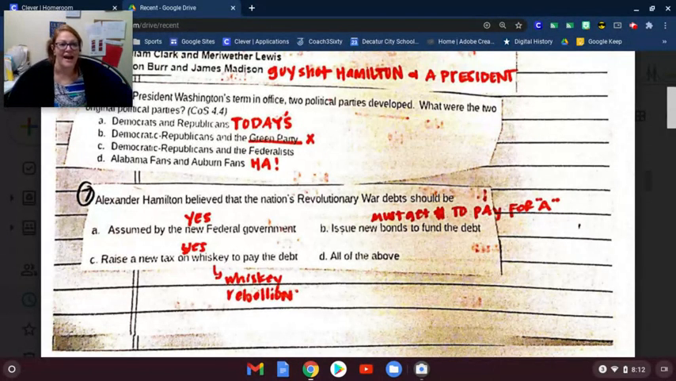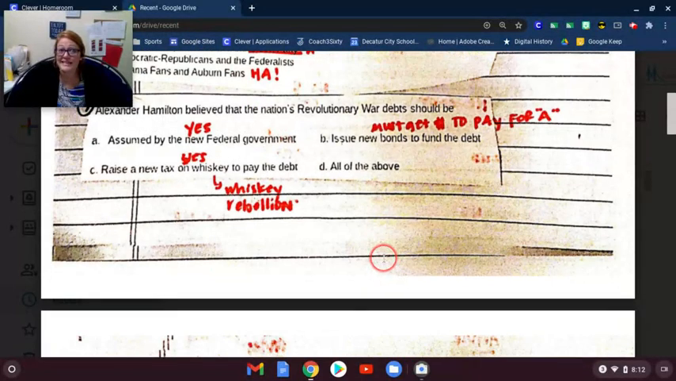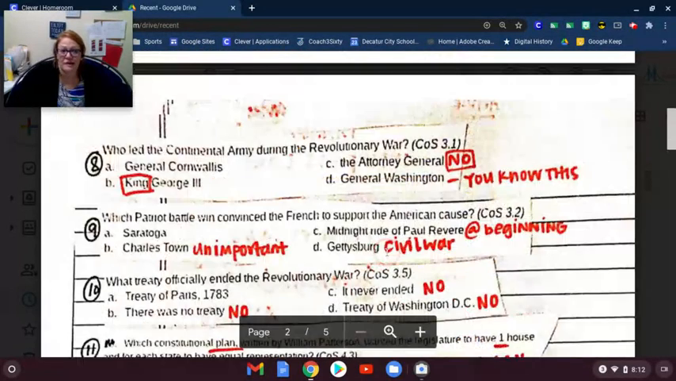So all of these happened. So now that's not really an elimination because you didn't eliminate anything. But you came to the conclusion that it's D. Okay? Who led the Continental Army during the Revolutionary War?